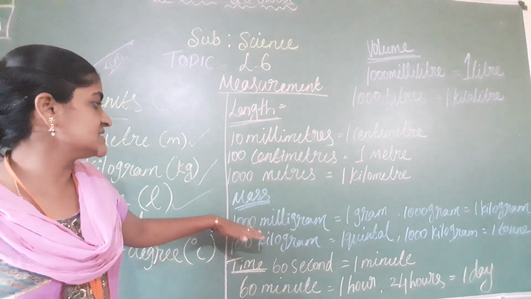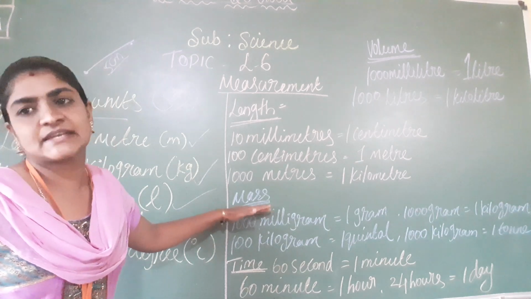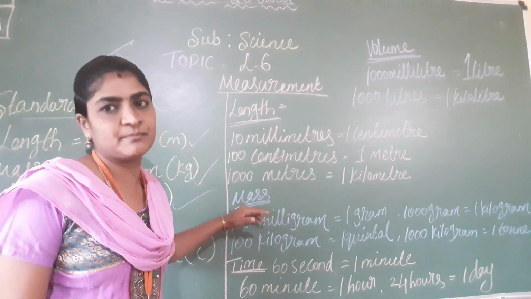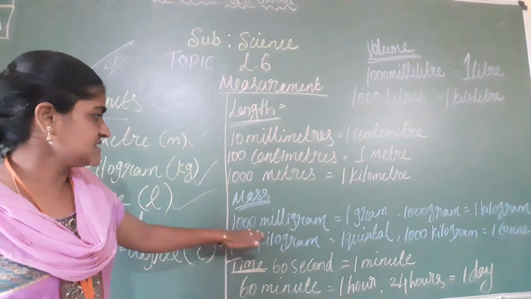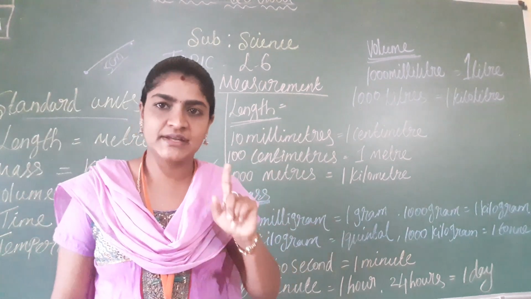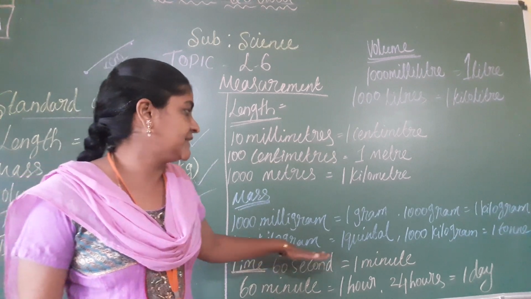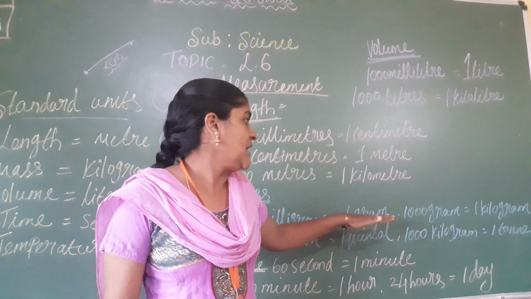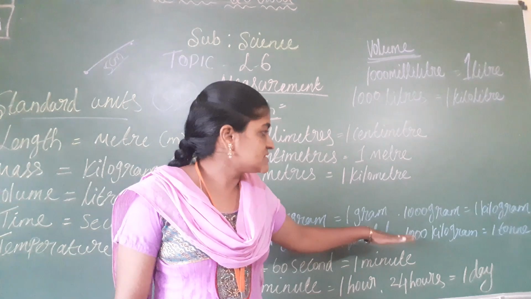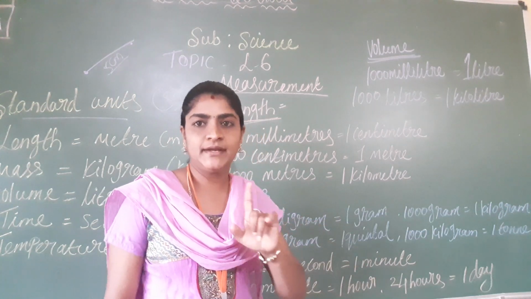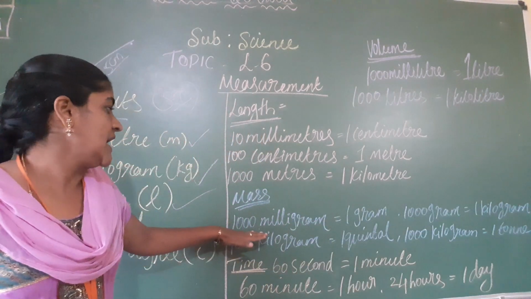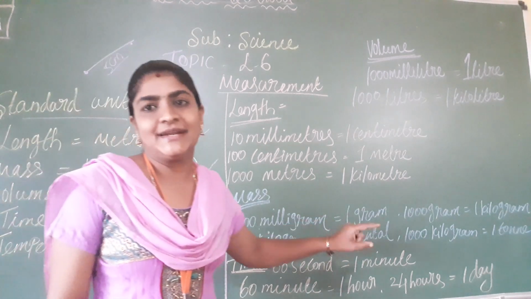And next one is the mass. So the mass is measured in kilogram or gram or milligram. 100 milligram equals 1 gram. Okay. Then 10 kilogram equal to 1 quintal. And 1000 kilogram equal to 1 tonne. I am going to explain once again. 1000 milligram equal to 1 gram.